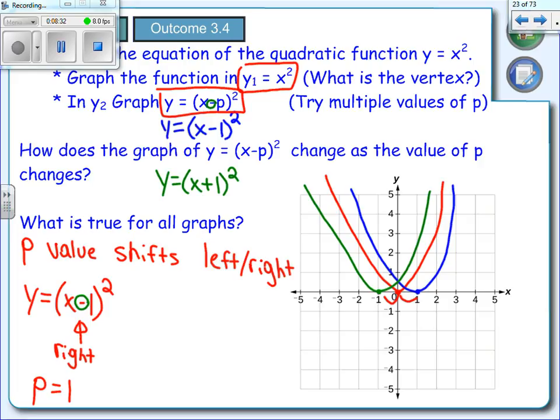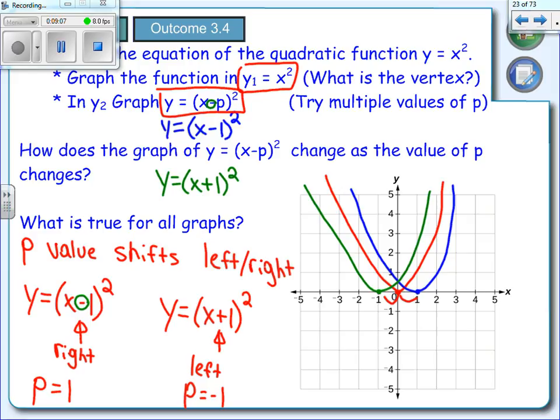If you see something like this, y equals x plus 1 squared, and you see a positive, that means you're going to the left. It also means that your p-value is actually negative. Because the only way we could have changed that minus sign in our formula to become a plus sign is if the p actually was negative. Because minusing -1 would be like adding 1. That can be kind of tricky.